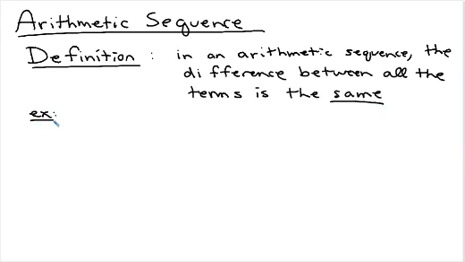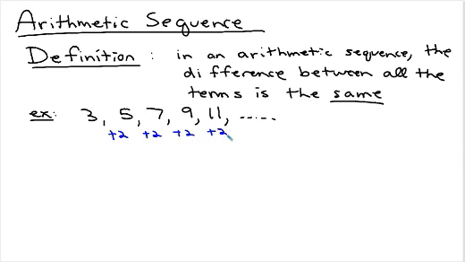say that we had this sequence of numbers: 3, 5, 7, 9, 11, going on forever. This would be an arithmetic sequence. What's the difference between all the numbers? Isn't it 2? All right, every single one of these is going up by 2. It's important for us to be able to identify what it's going up or down by.